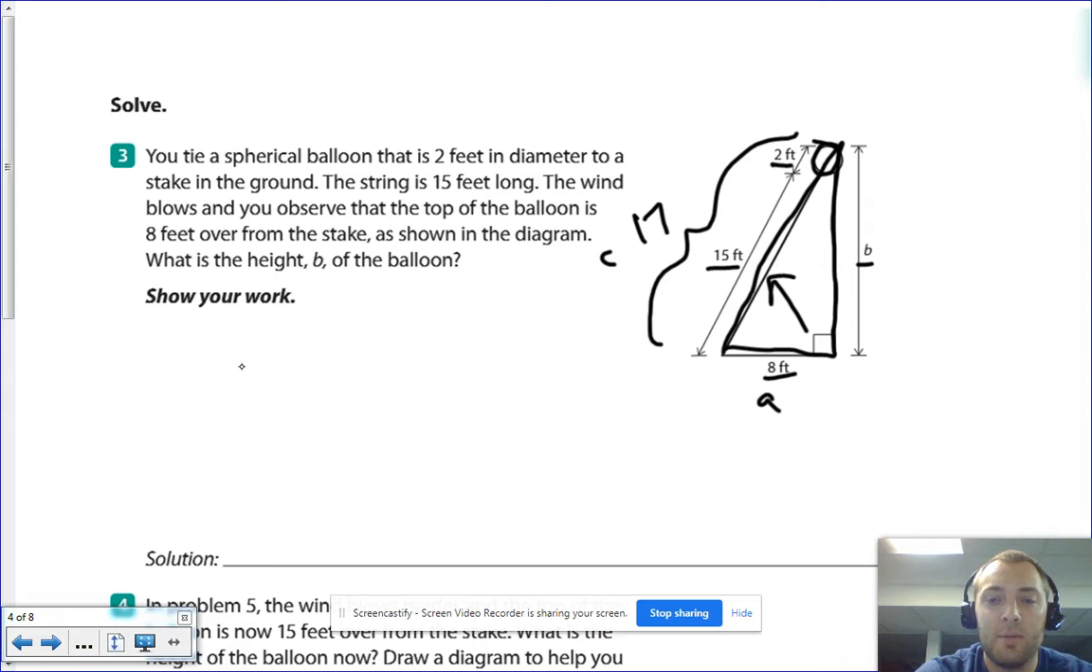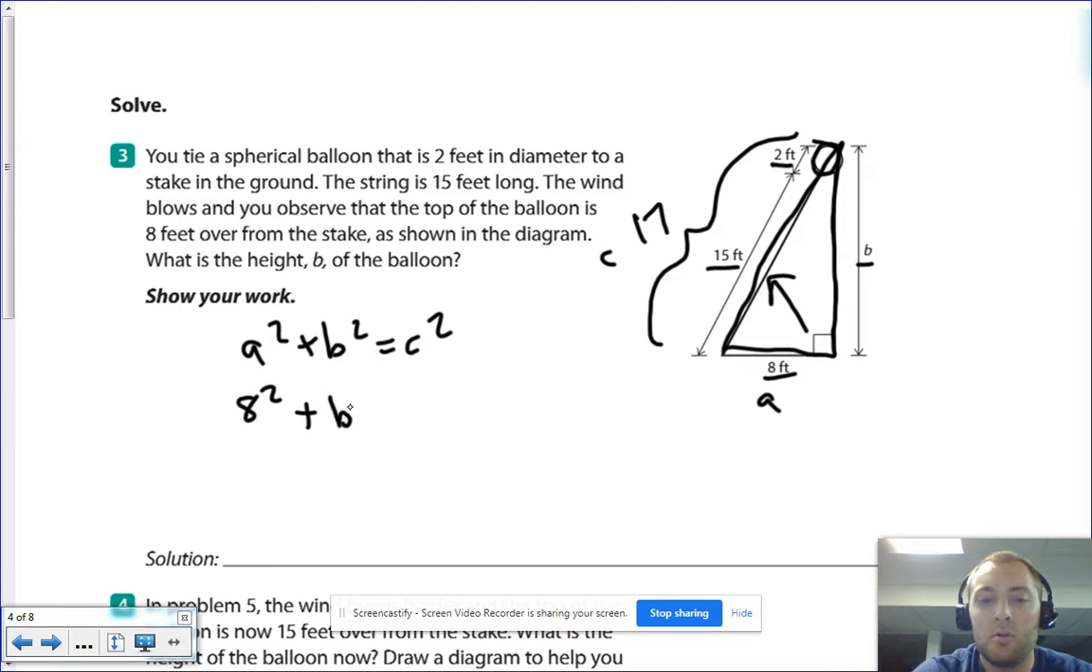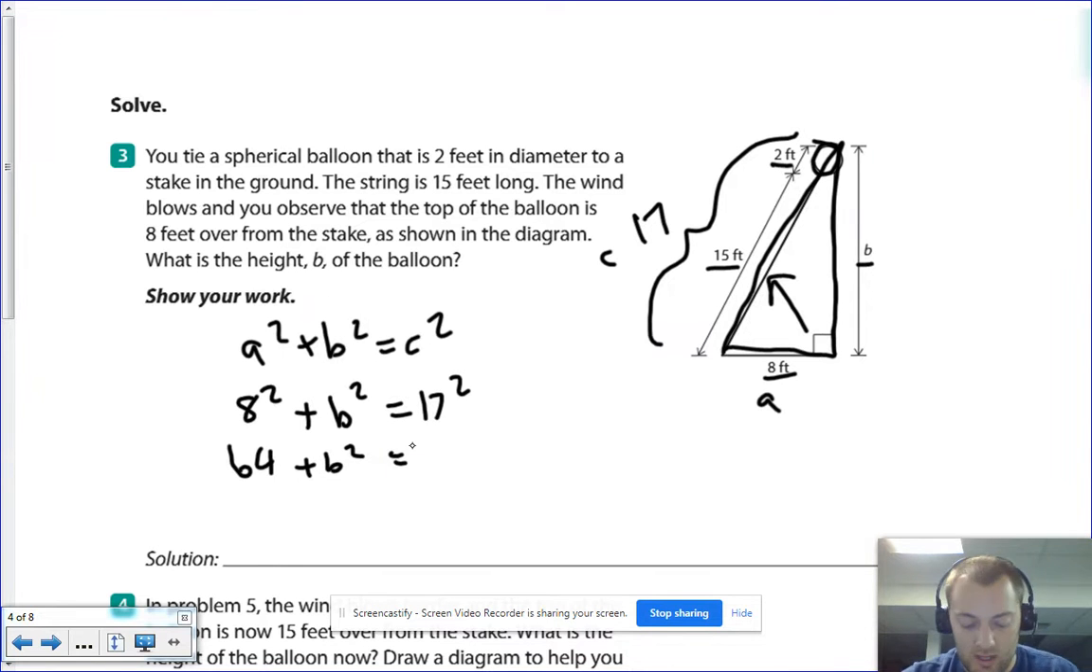So let's plug it in. Our Pythagorean theorem, a squared plus b squared equals c squared. Let's replace A: we have 8. B we don't know. And C is 17. Okay. 8 squared is 64 again. We don't know B squared. 17 squared, I do not have that one memorized. So 17 squared, or 17 times 17, I get 289. Checked it on my calculator.